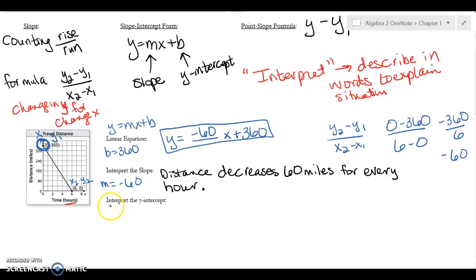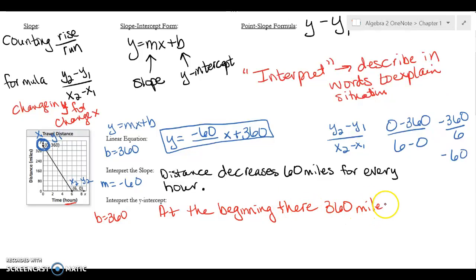The next thing it asks is to interpret the y-intercept. Well, my y-intercept is here at 360. And what that means is at 0 time, because I haven't gone anywhere, so at the beginning, or you could say when no time has elapsed, there are 360 miles to go. So you could say at the beginning there's 360 miles to go, or when time is 0, there's 360 miles. Okay, so those are a couple options.